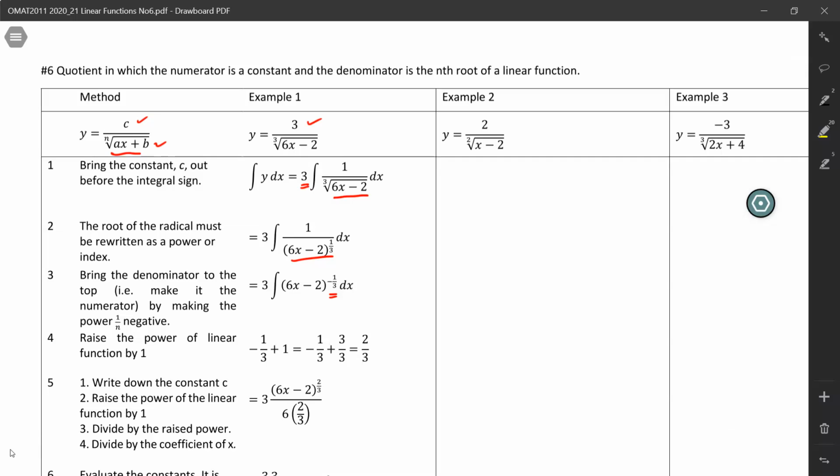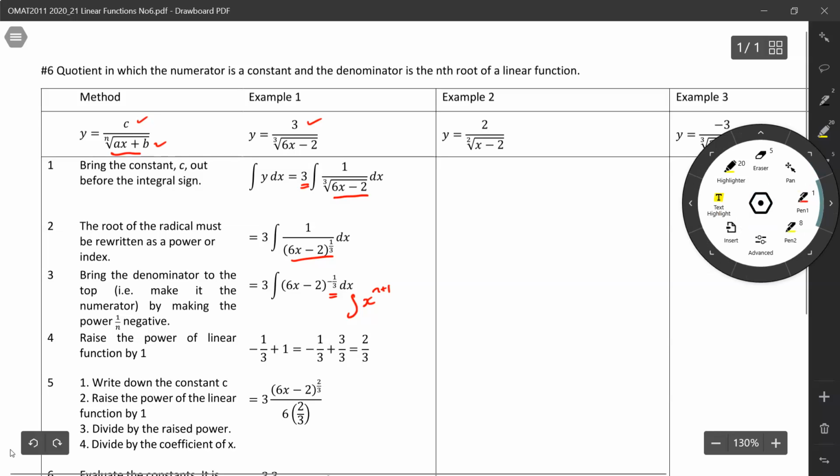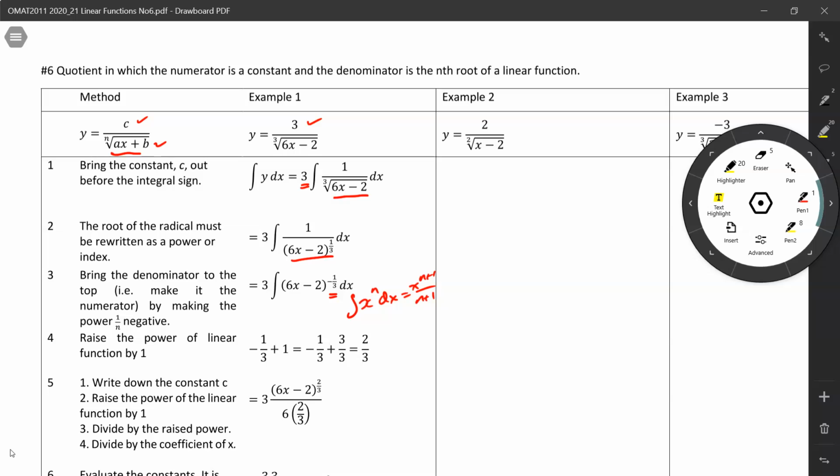Now we have this formula in a format where we can apply the integral formula. The integral of x to the power of n, which is a standard equation in the tables, dx is equal to x to the power of n plus 1 divided by n plus 1. So in this example, you raise the power by 1, and then you divide by the raised power. We apply the same principle here to this one.